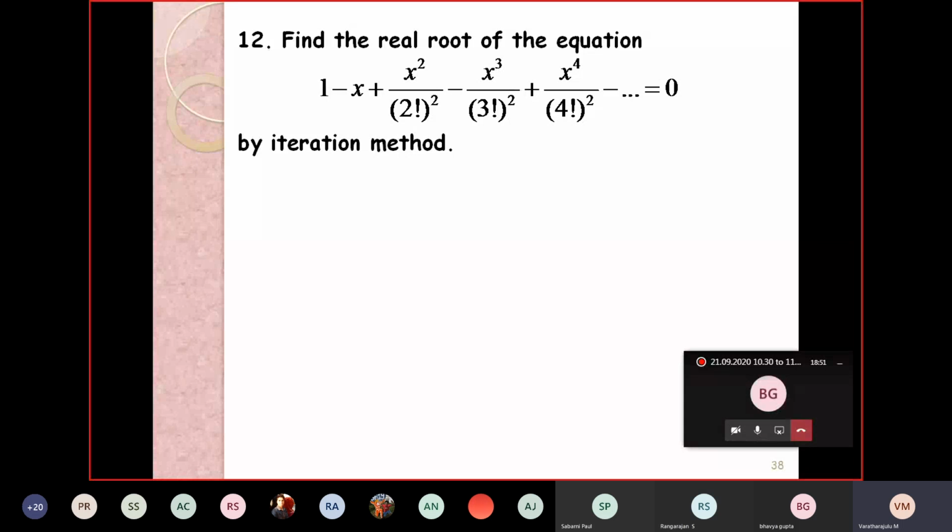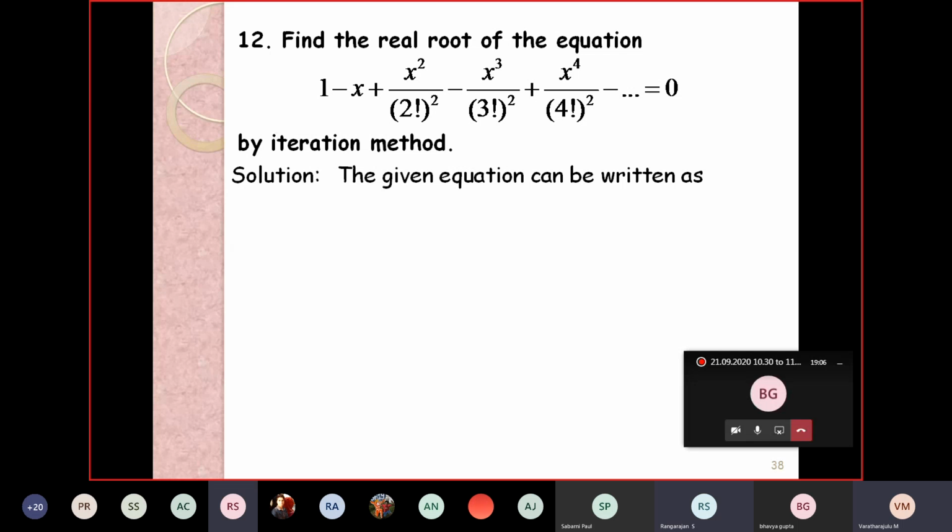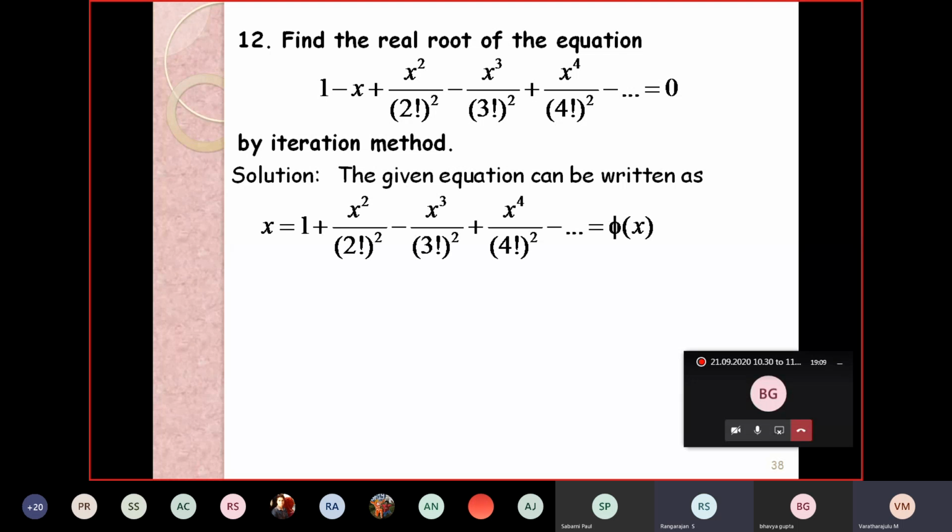Concerning the iterative method, we have to take phi of x as x, and the given equation can be rewritten so that we get x. We need to isolate the x from the given equation. Keep the x on one side, and the rest of the things can be written on the other side, and that has to be taken as phi of x.